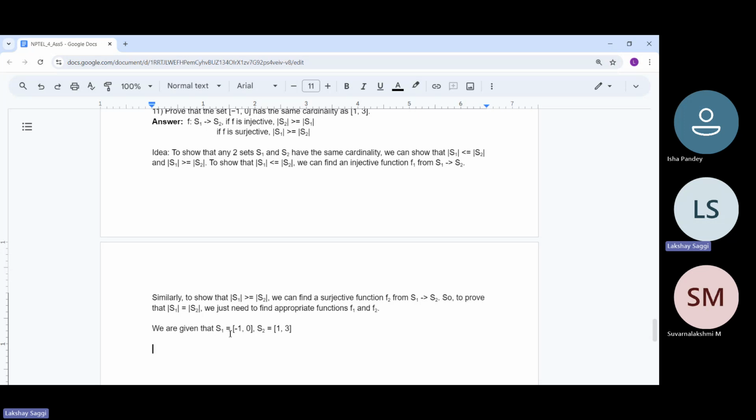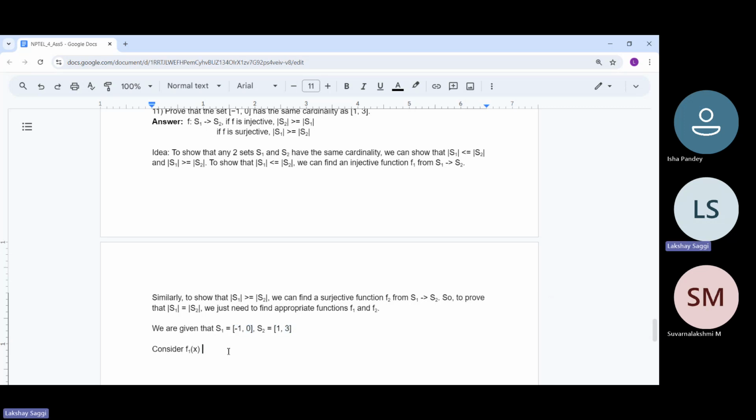And now what we have to do is the recipe which we derived: we first have to find an injective function from this to this. And second thing is we need to find a surjective function from this to this. So I hope what I just said makes sense. So let's find out the injective function first. So consider f1 of x. We need to find a function f1 which is injective, whose domain is from -1 to 0 and whose codomain is from 1 to 3.